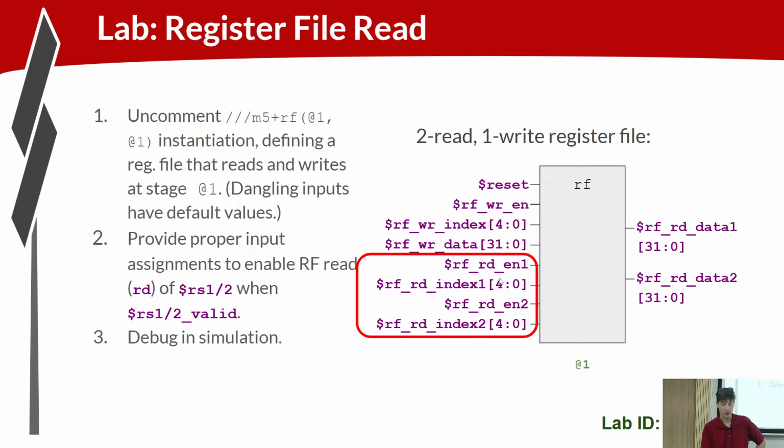These are coming from the decoder. So what's the enable for the first port? That's going to be if there is a source 1 register. The enable for the second port, if there is a source 2 register. The index of the first read is the register index for this first source, so RS1. And likewise for the second, RS2, the index of that register, that's the address that we want to look up in the register file.